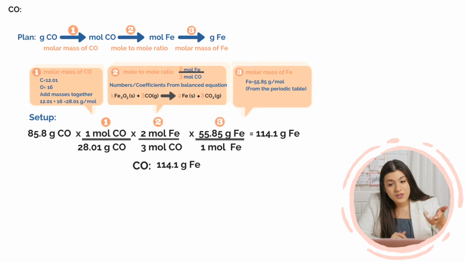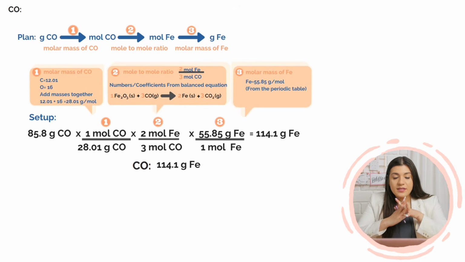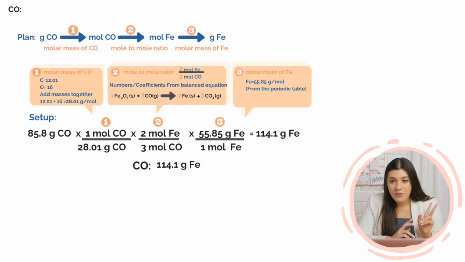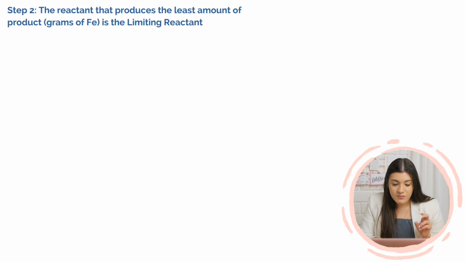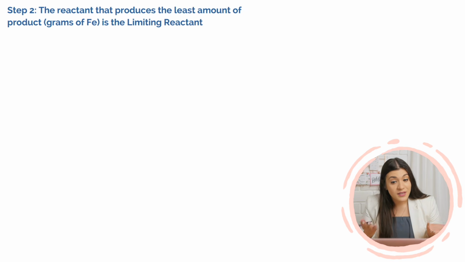So what this is essentially going based off of was, remember the coffee example where we had two different ingredients or two different reactants, the coffee beans and the milk. So that's what we're talking about here. We're trying to now compare and see which one of these reactants is going to produce the least amount of coffee, or the least amount of product, which is Fe. So whichever produces the least amount of product, right, is our limiting reactant.